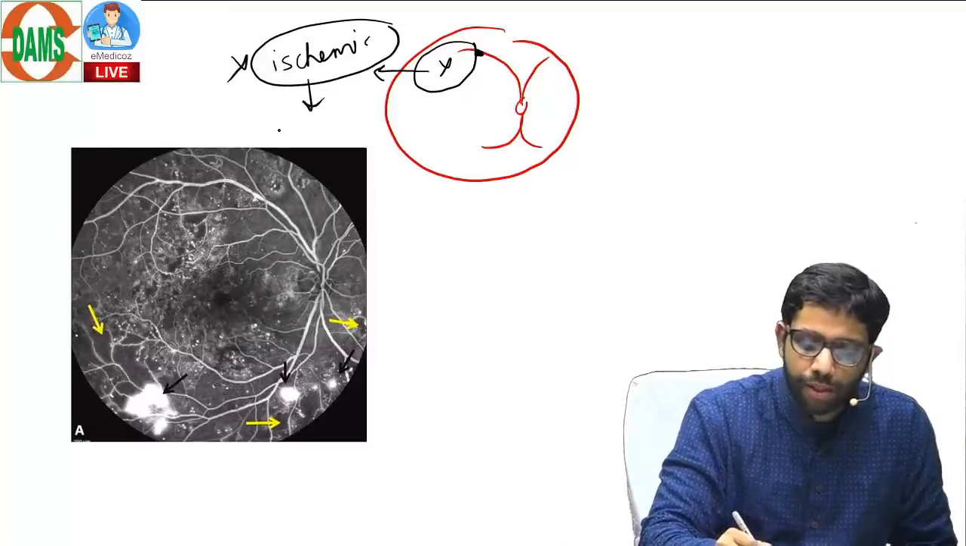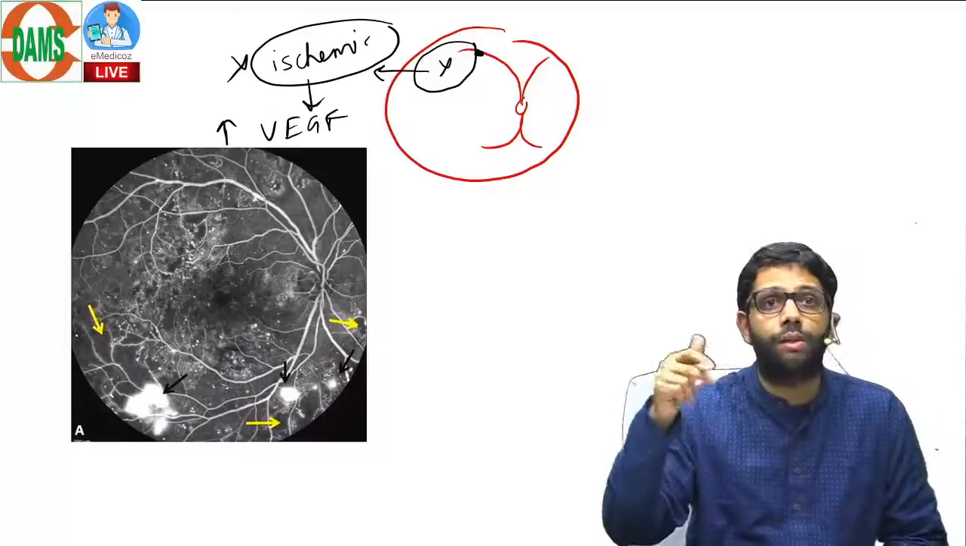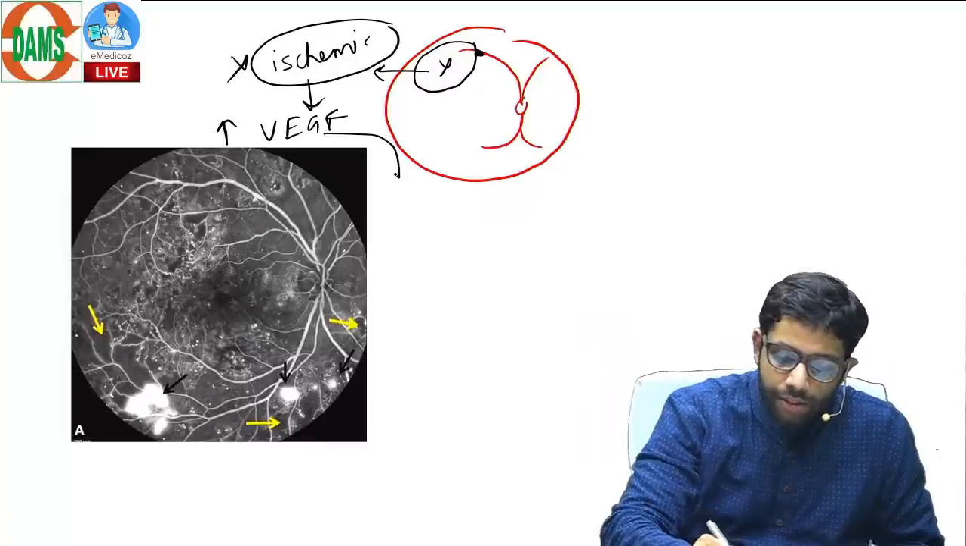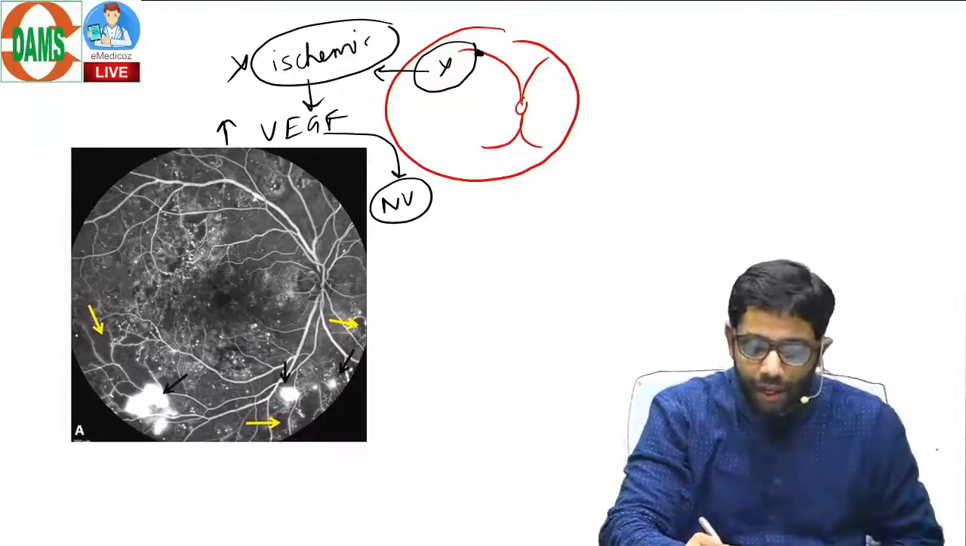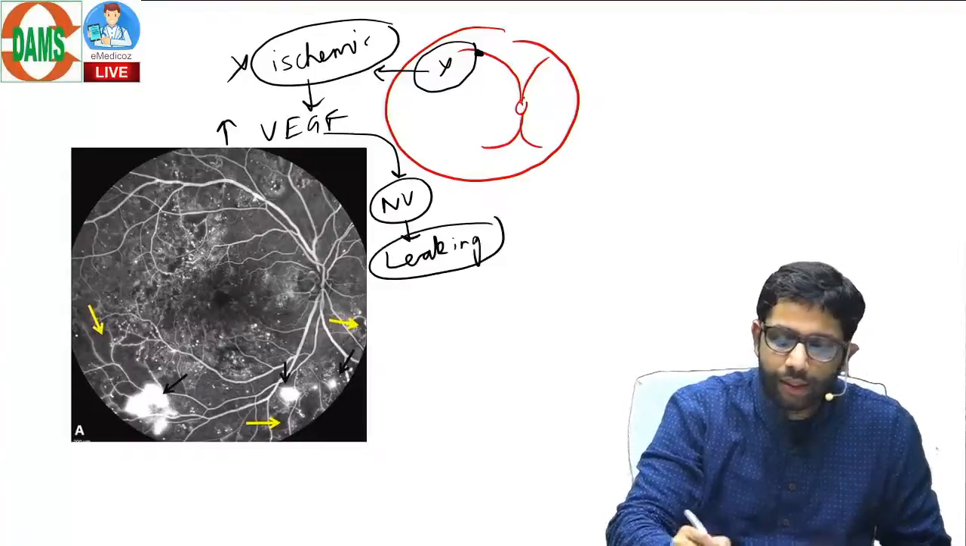Whenever retina becomes ischemic, it will liberate a chemical mediator, VEGF, vascular endothelium growth factor. From the hypoxic retina, it will be released. And as the name suggests, it will lead to formation of new vessels. And new vessels have a property of leaking the dye.